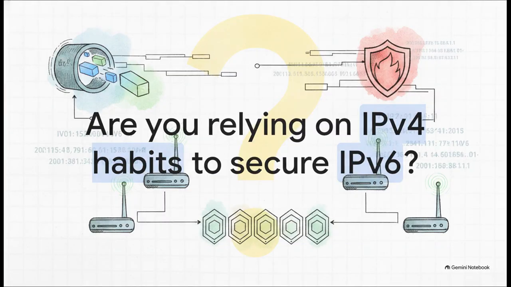As we wrap up this explainer, I want to leave you with a question to bring straight back to your engineering teams. Have you fully audited your network, or are you still unknowingly relying on IPv4 muscle memory to secure an IPv6 world? It is time to dig deeper into your own environments. Check those VPN configurations, implement RA Guard, and ensure your firewalls are actually speaking the right language.